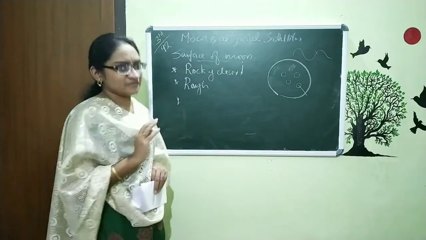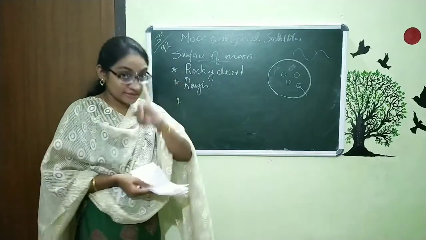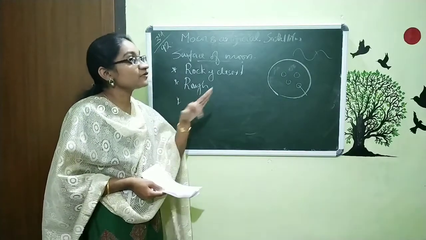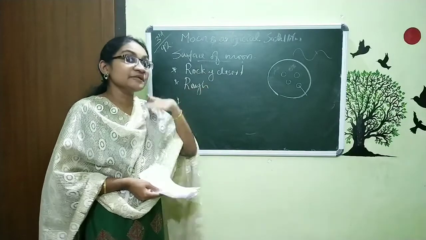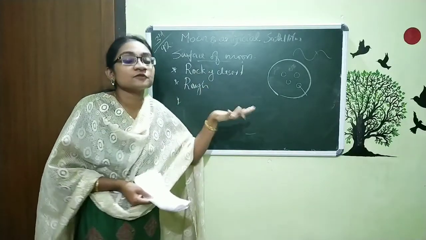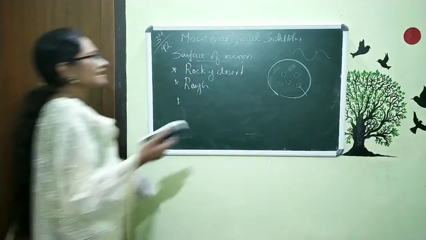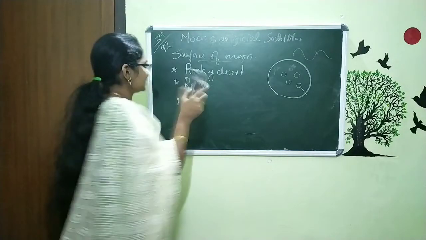That is about the surface. What we studied: it is a rocky desert, it is very rough, not smooth, and it has a number of craters. A number of craters means millions of craters are present on the surface of the moon. That's all. Now the next question is, does life exist on the moon?